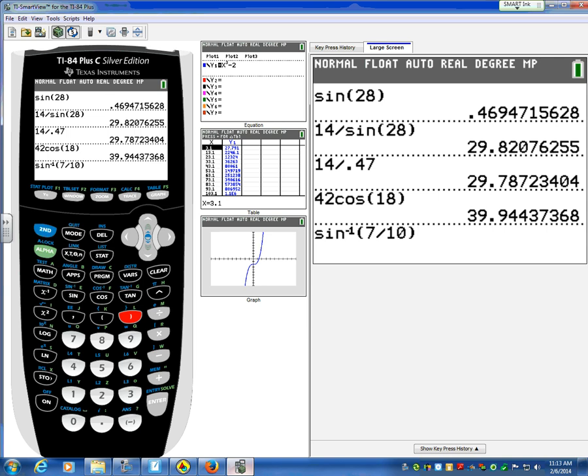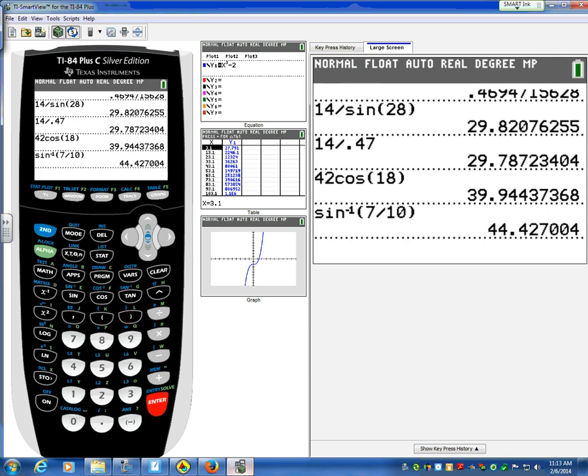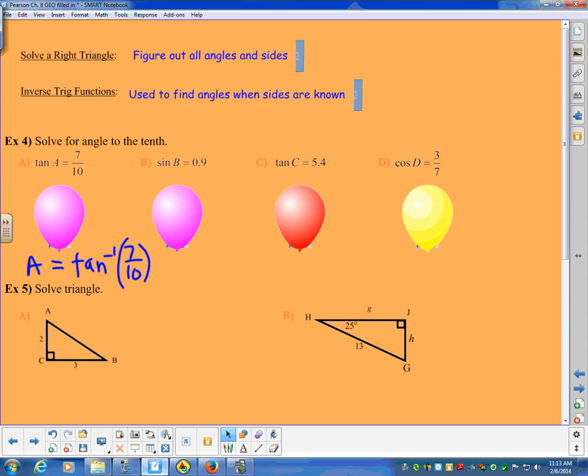So if I hit enter, I just got 44.4. What does that represent? Side length, angle, what were you looking at here? Let's go back to this. It says solve for the angle. So when I type it in, I just got... looks different. Oh, I did sine, that's why. Sorry, let's go back and try that again.